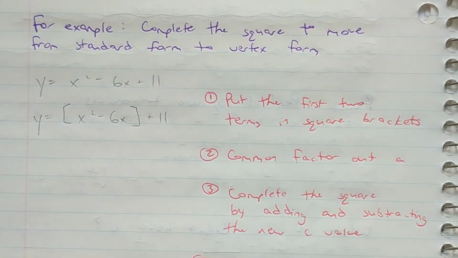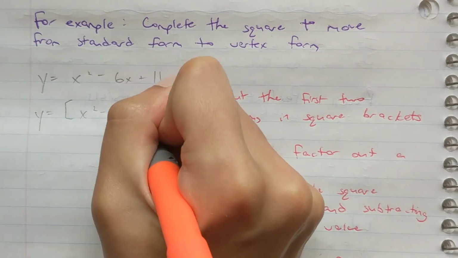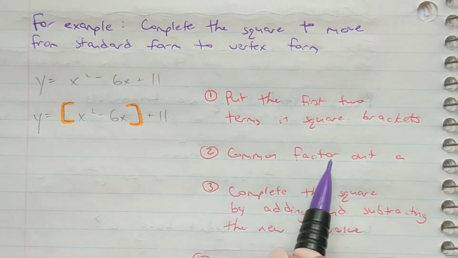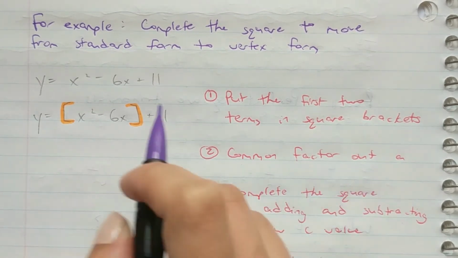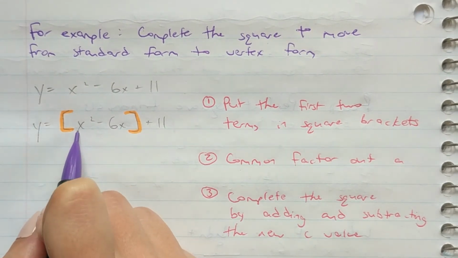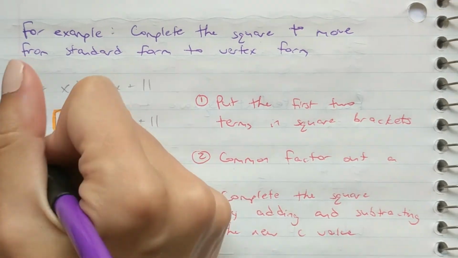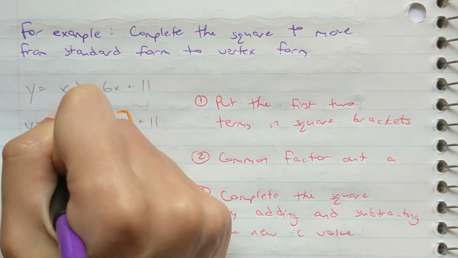And I'm going to highlight every step along the way just so we can match it up. So we're putting them in square brackets, and you'll understand why square in a second. I then need to common factor out a. a, in this case, is what's attached to the x, and a is just 1. So I'm going to common factor out a 1.